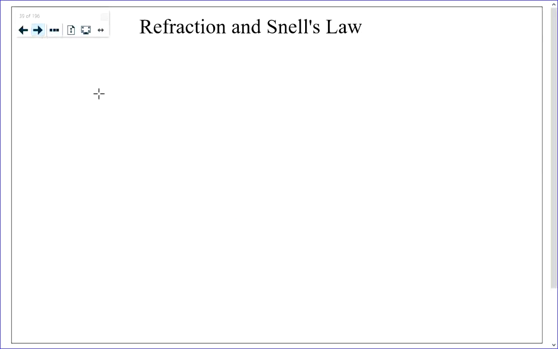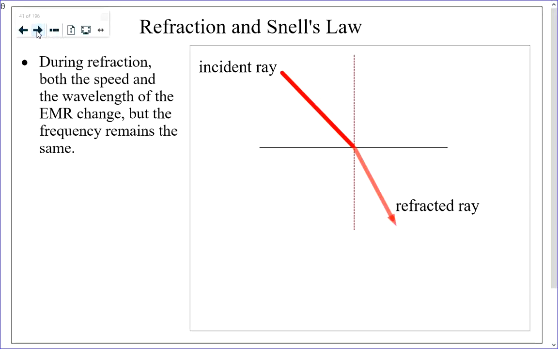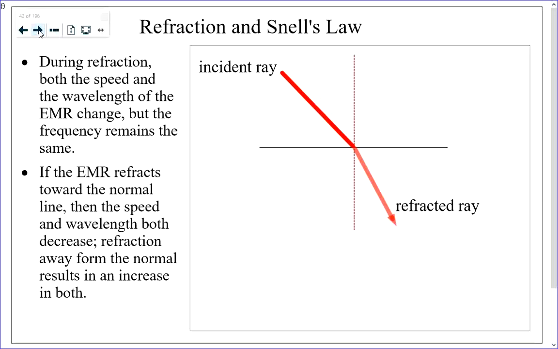Refraction and Snell's law. When you have a light beam refracting, that means you have an incident ray of light leaving one medium and going to a different medium. During refraction, the speed and the wavelength of the electromagnetic wave change, but the frequency remains the same. If the EMR refracts towards the normal line, then the speed and the wavelength both decrease. And then the opposite is true.